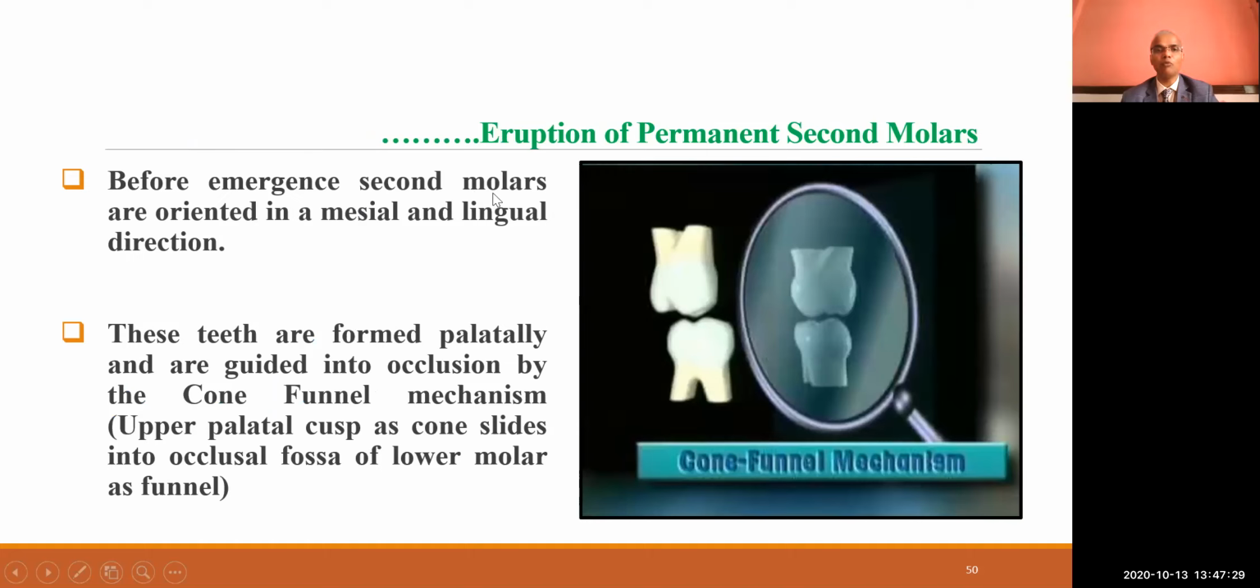Before emergence of second molars, they are oriented in mesial and lingual directions. In the diagram, we can see that the second molars are oriented in mesial and lingual directions. So these teeth are formed palatally and are guided into occlusion by the cone funnel mechanism. That means the upper palatal cusp acts as a cone which slides into the occlusal fossa, which acts as a funnel.